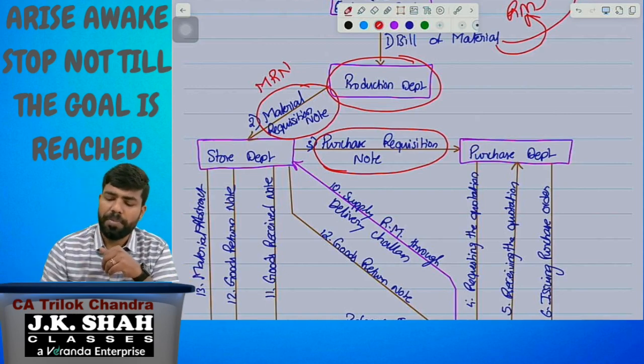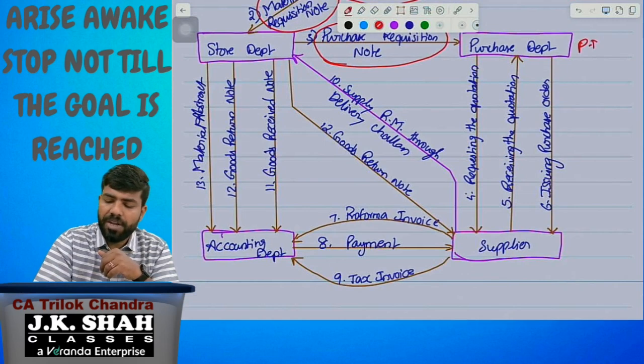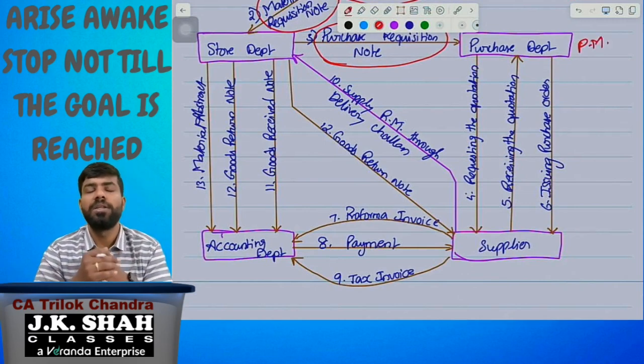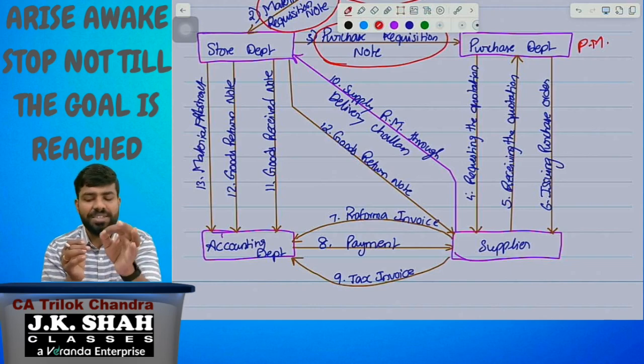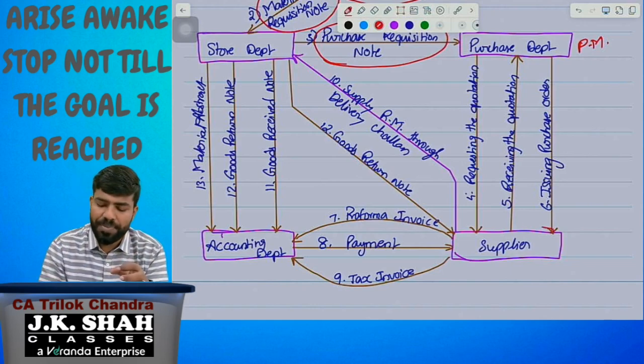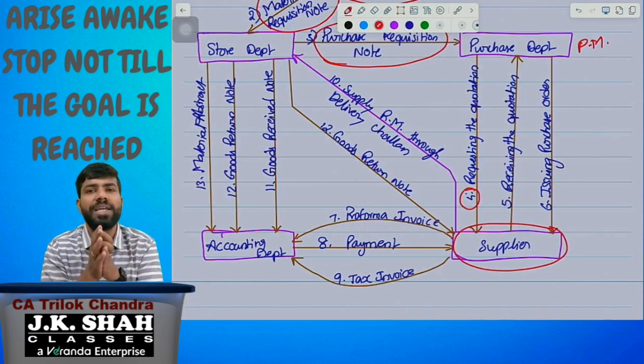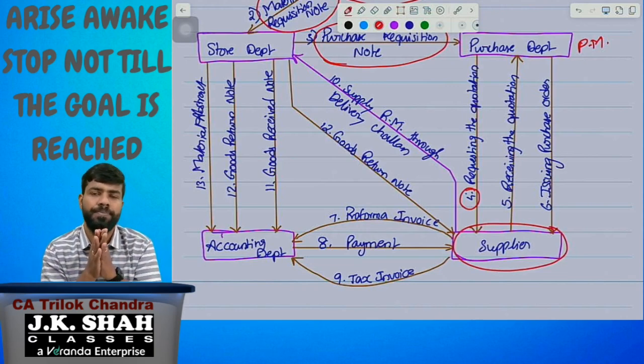Now what does the purchase department do? There will be a purchase manager. The purchase manager has to purchase the raw material. Now how is he going to do that? First, he will request the quotation from the suppliers. First he will request, that is the fourth point. He will request the quotation from the suppliers.